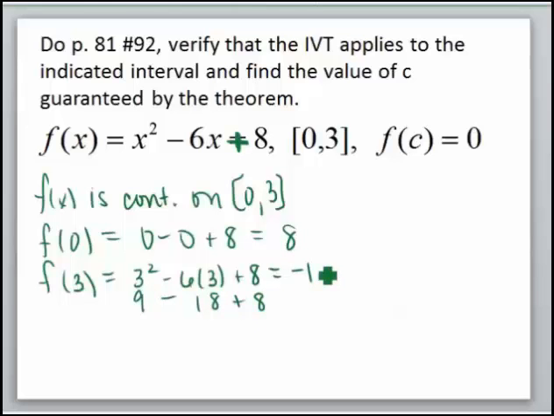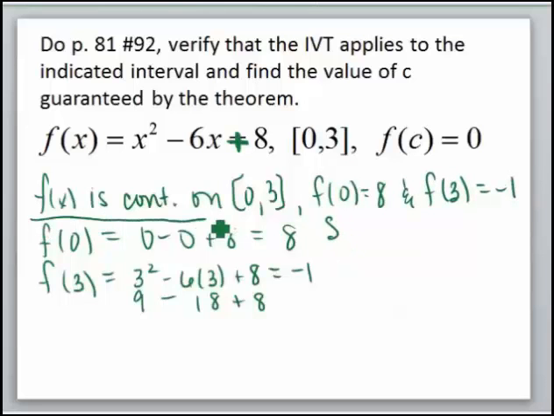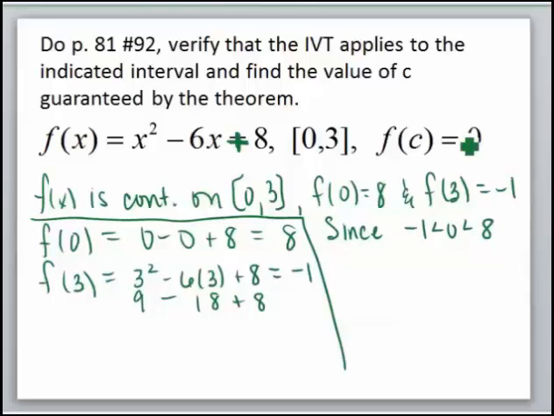So f of x is continuous. And then I can go on here to say f of 0 equals 8 and f of 3 equals negative 1. Since negative 1 is less than 0, less than 8, IVT applies.